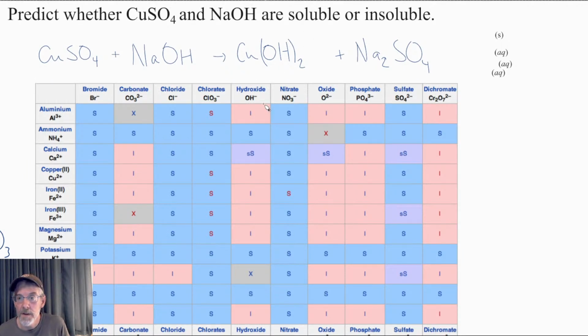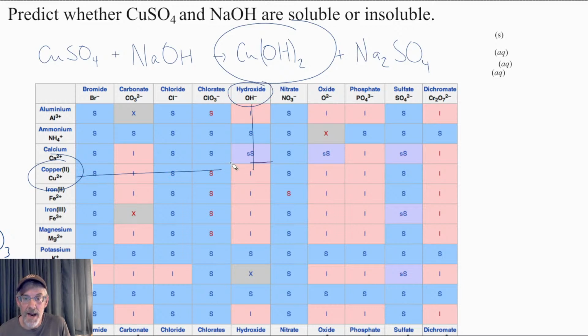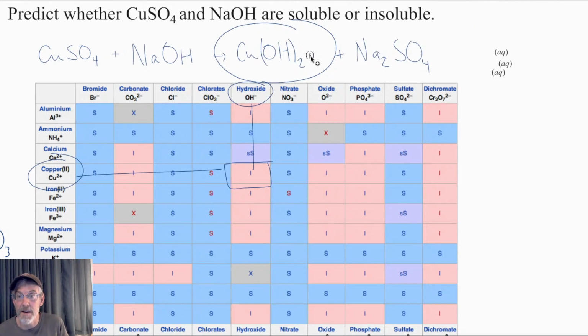So here we're looking at copper 2 hydroxide. So we find copper 2, we find hydroxide, we go across, and we get I. That I means this is insoluble. So we can put an S after it. It's going to be the solid. And at this point, we know that's what the blue stuff is. It's the precipitate. It's that solid that fell to the bottom.